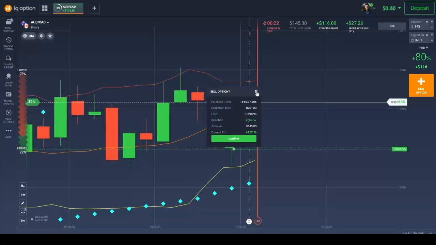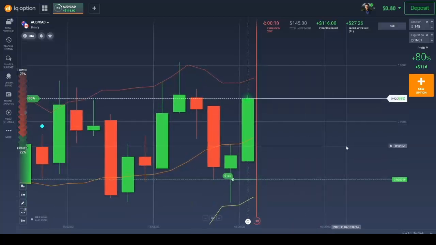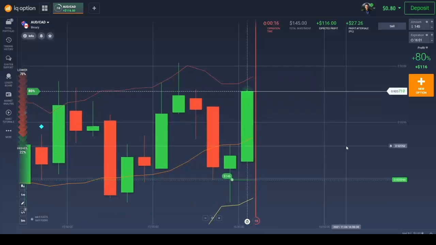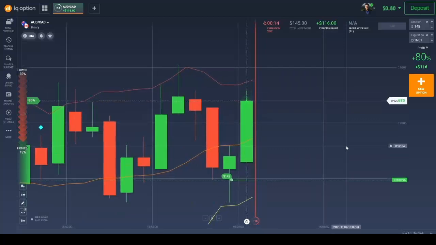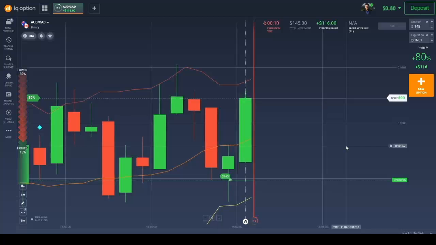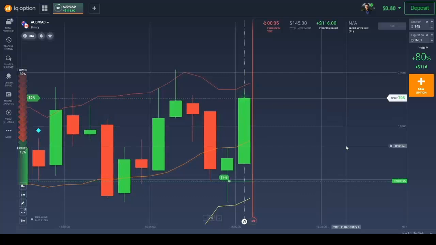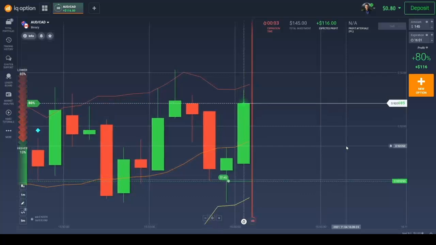Yeah, I can stop right here. See the win. If I close this deal or sell, I will have $27. But it's a win. 100% winning. I'm winning $116. That's a great position I opened there.